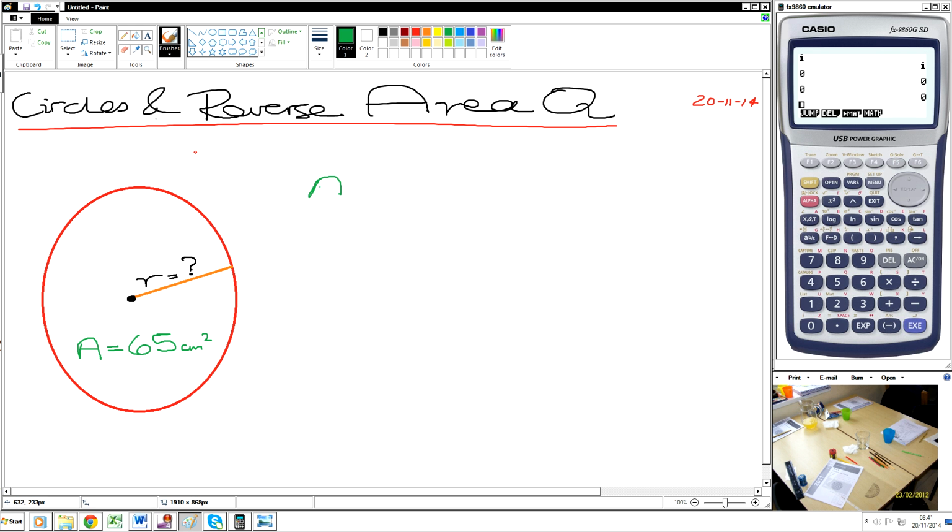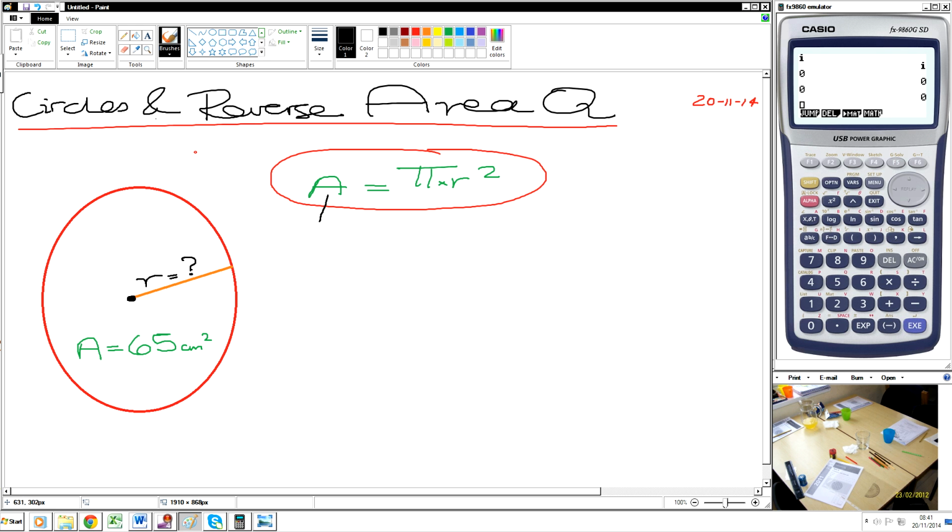Now we know that the area of a circle is equal to pi r squared. What that means really is pi times r squared. So that's what we're going to start with, our formula. Always start with the formula first. This is what we know about circles. Now let's see where everything goes.